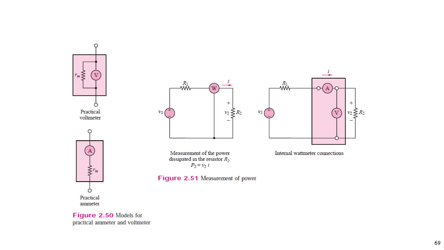If we consider a practical voltmeter, the resistance will be here, but we usually say it's very large. An ammeter's resistance is very small. And we can also measure power by using amps and volts. We call this a watt meter, to measure the power.